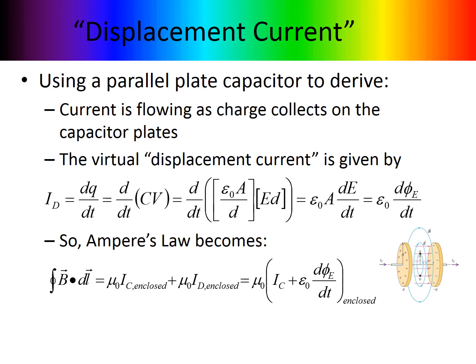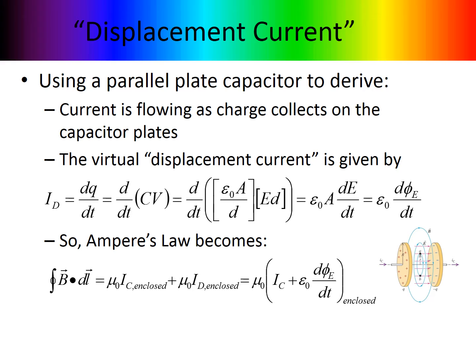So if we use a parallel plate capacitor to derive this Ampere's law, current will definitely be flowing as charge collects on the plates. So we have I conventional that we can calculate. But also, as the electric field changes, we can represent that as a virtual current or a displacement current. So let's see how that works.